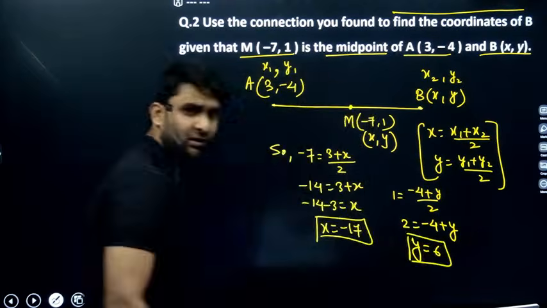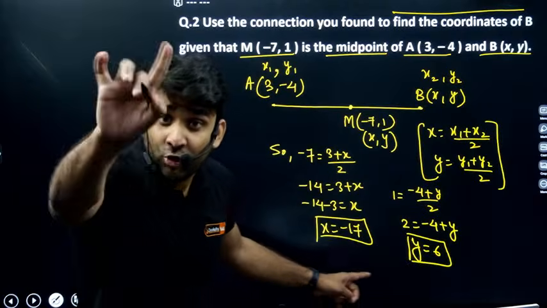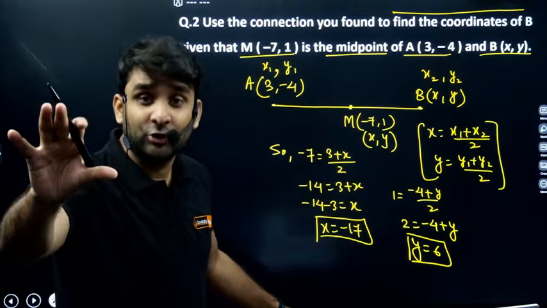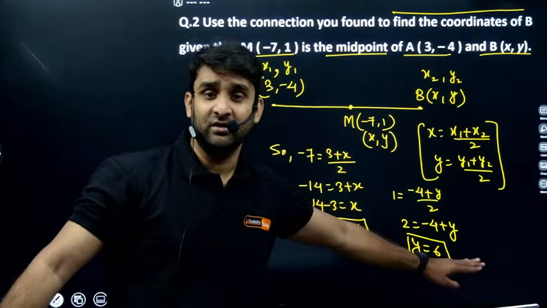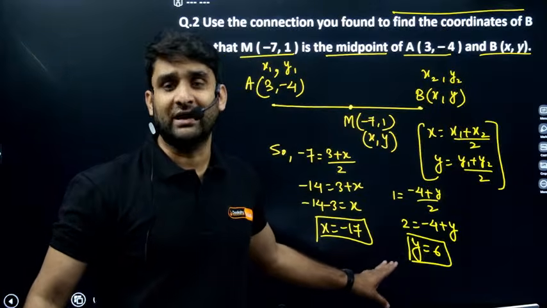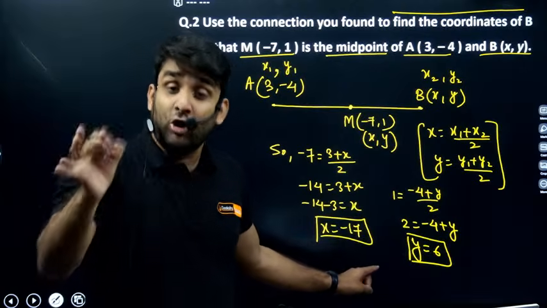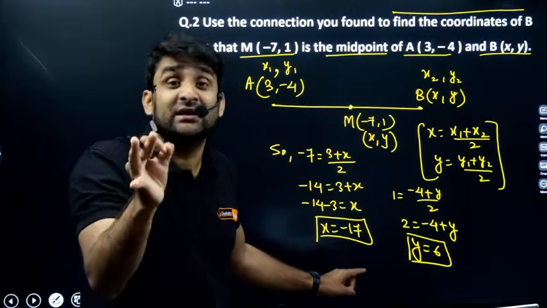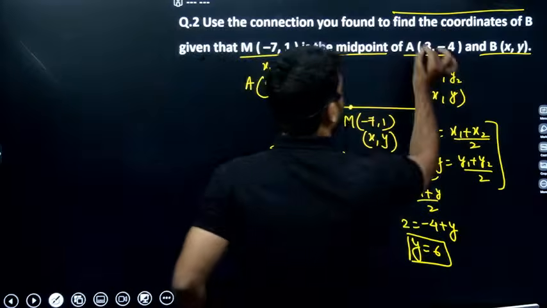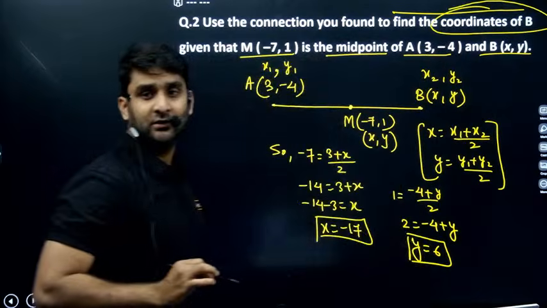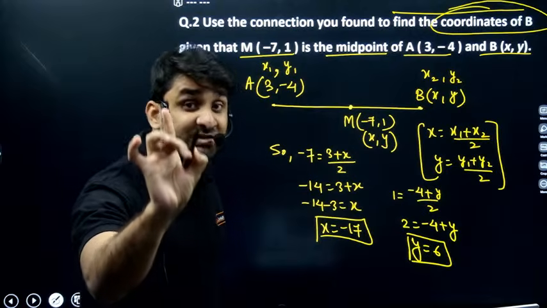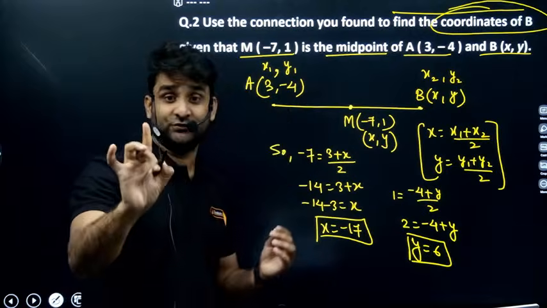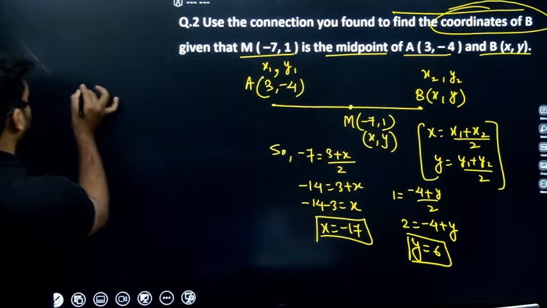This is the answer, guys. No, this is not the answer. I know in excitement, sometimes you guys leave the answer here. But this is not the correct form to write the answer. Always make sure to write the final answer in words, because the question is asking to find the coordinates of B. So make sure, always make sure to write the final answer in words.